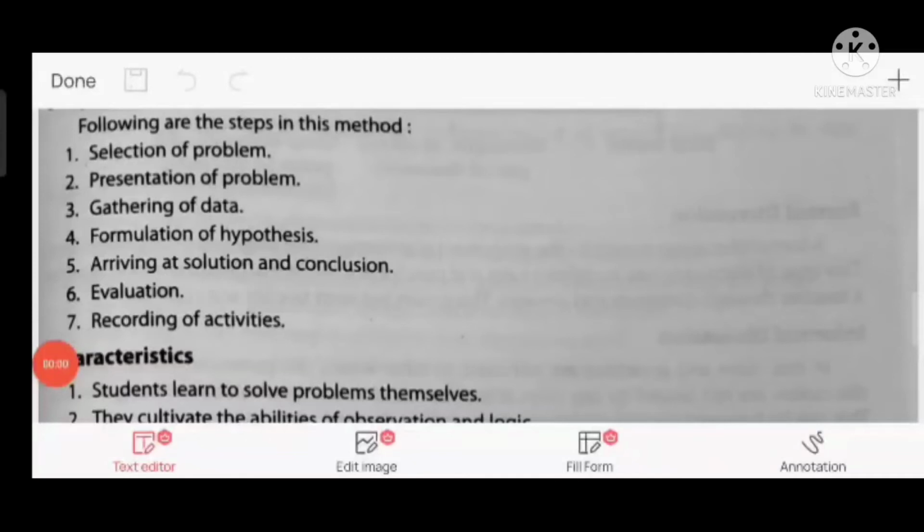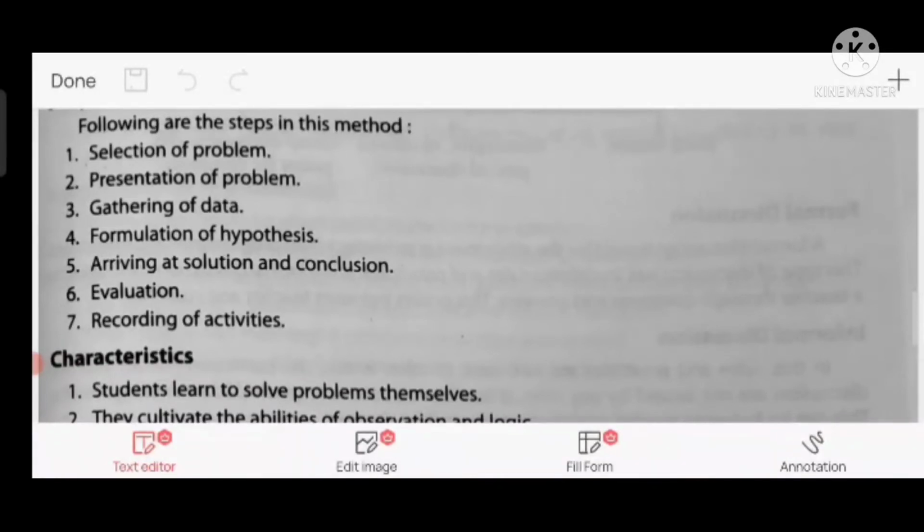Step number 4, formulation of hypothesis. In this step, we'll formulate a hypothesis according to our problem. Point number 5, arriving at solution and conclusion. In this step, we'll conclude the problem. Point number 6, evaluation. In this step, we'll evaluate the overall process. And point number 7, recording of activities. This is the last step of problem solving strategy.